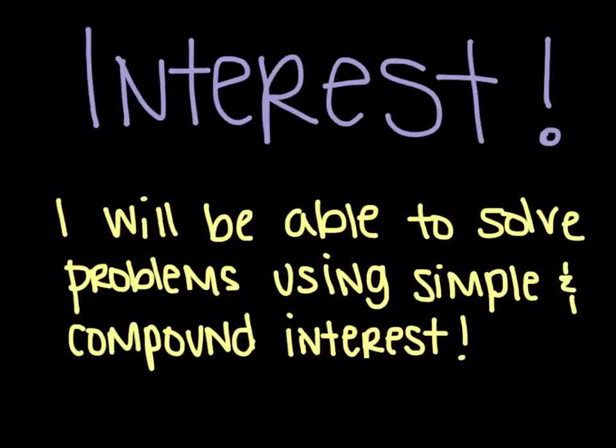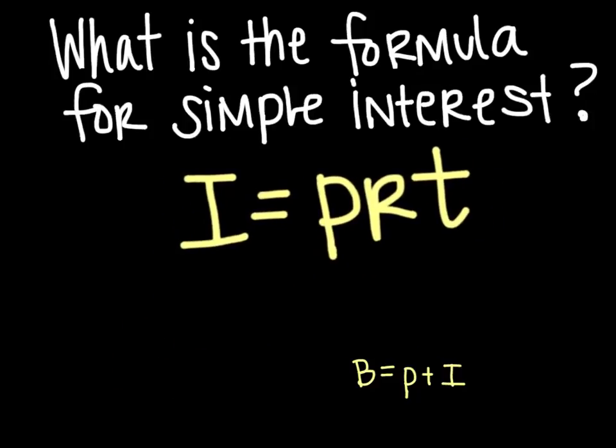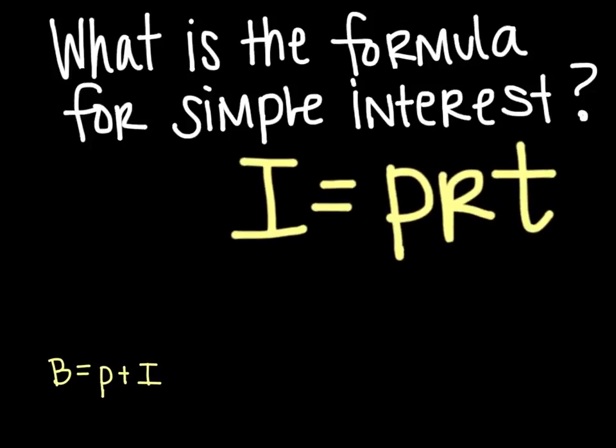You will be able to solve problems using simple and compound interest, which you will learn about here in just a second. What is the formula for simple interest? Well, there's kind of two, and I'll explain what I mean in just a second. The formula for finding the interest is I equals P times R times T. And each of those stand for something special.